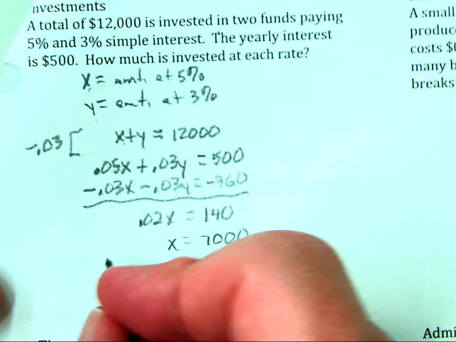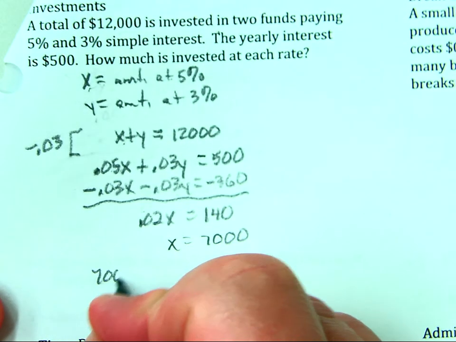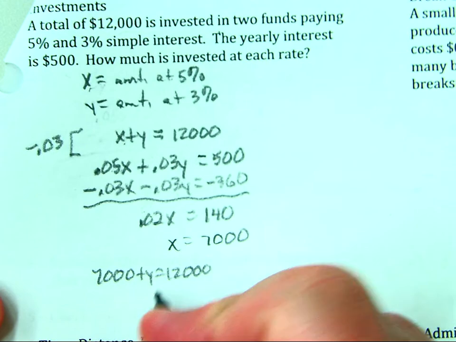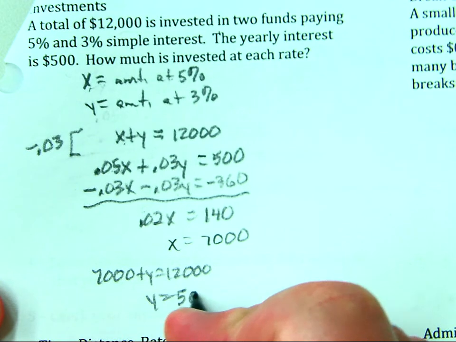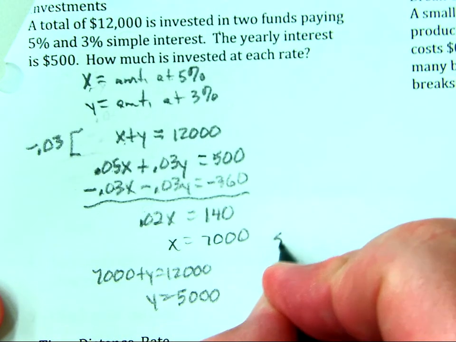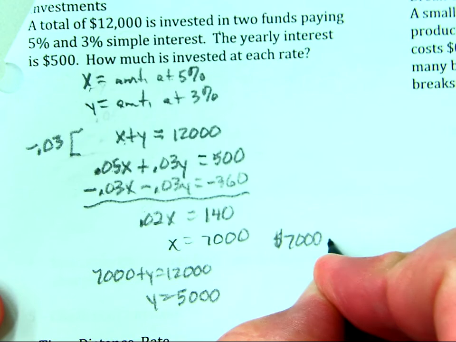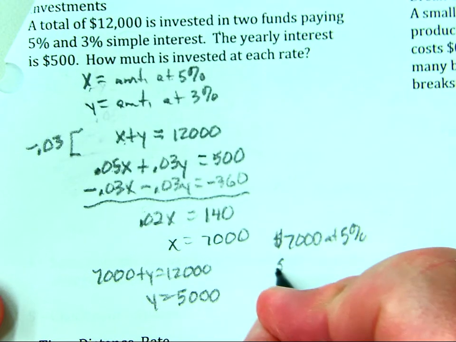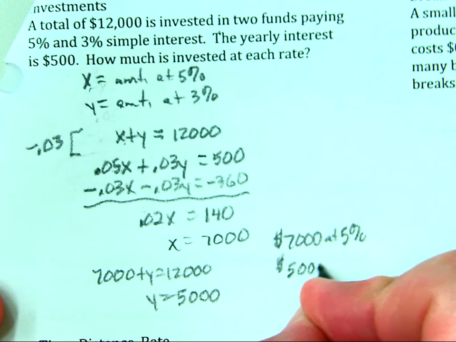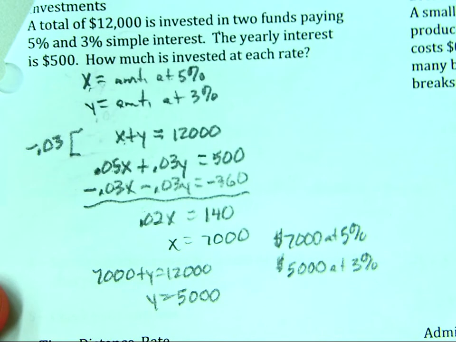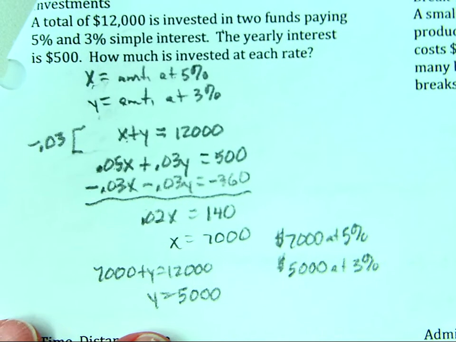Well, if I plug that into the first one, 7,000 plus Y equals 12,000. So Y equals 5,000. So it'd be $7,000 at 5% and $5,000 at 3%. That's how you do an investment problem.